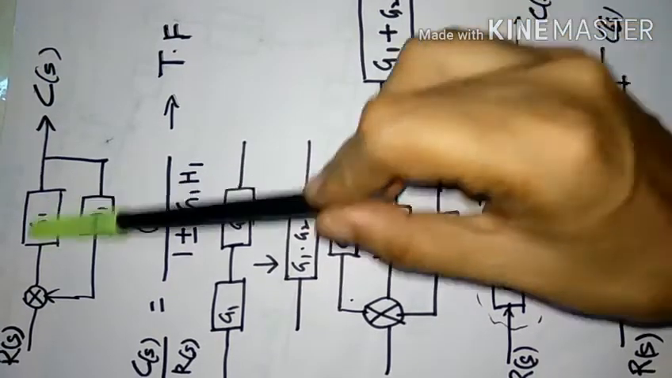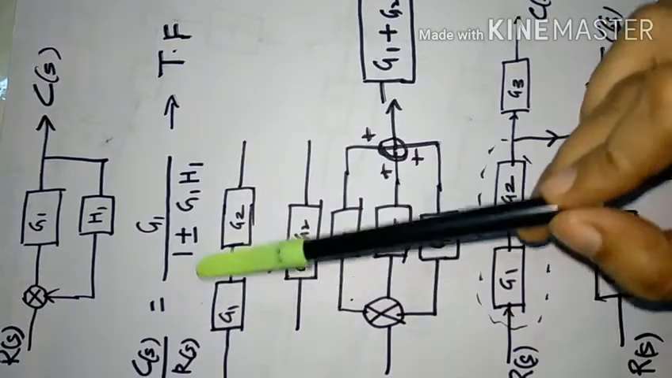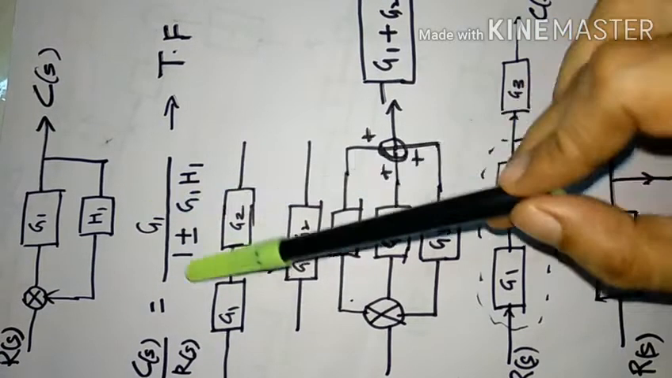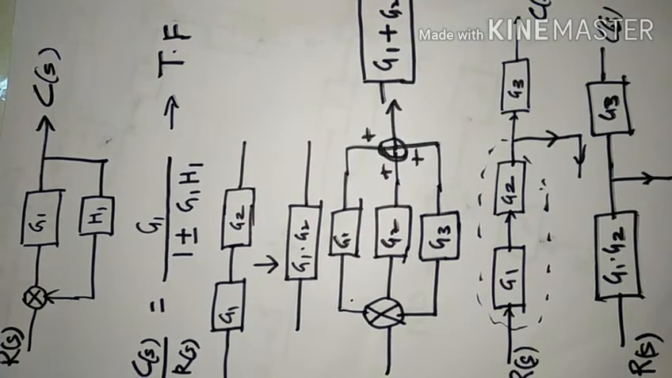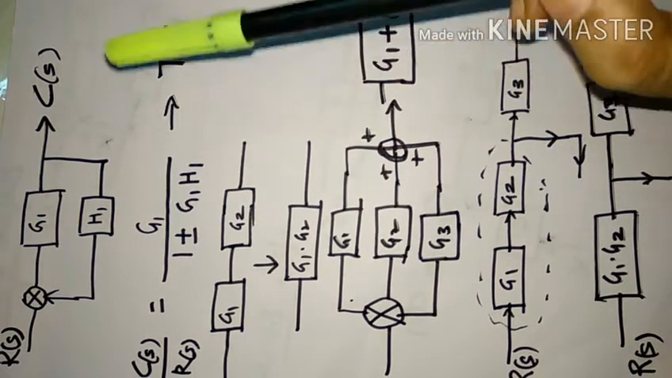Now to eliminate this feedback, we use the formula C(S) by R(S) equals G1 upon 1 plus minus G1 H1. That is the transfer function. G1 upon 1 plus minus G1 H1 is the transfer function.